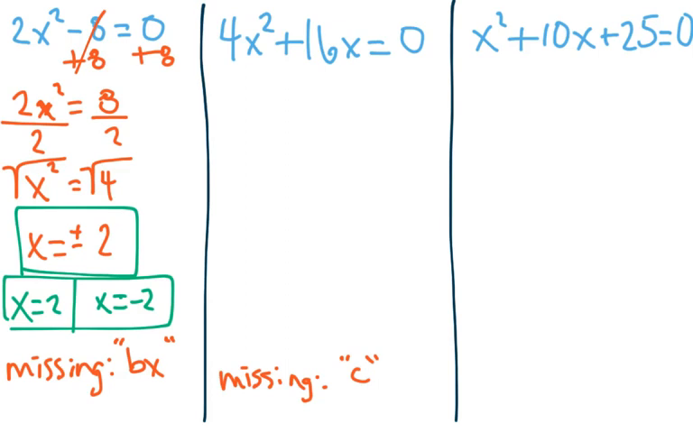All right, let's look at the middle problem. In this case, this is missing the c term, which requires us to do factoring, where we are going to factor out the greatest common number between 4 and 16, and then we're going to factor out the greatest common variable between x squared and x. So first, what's common between 4 and 16? What's the greatest common factor between those two numbers? I'll give you a second to think about it.